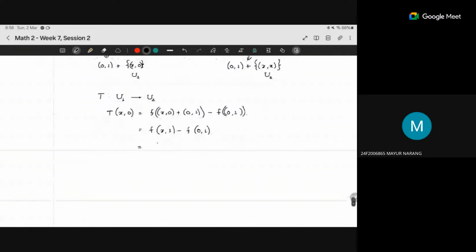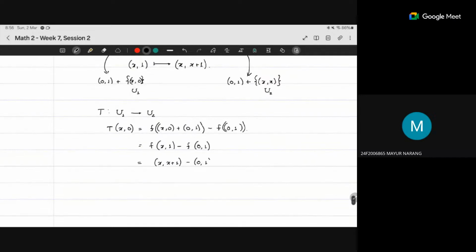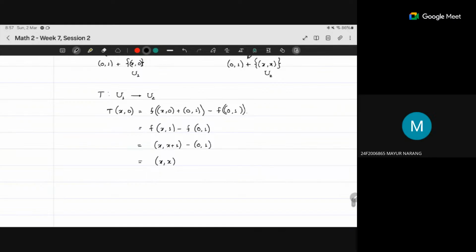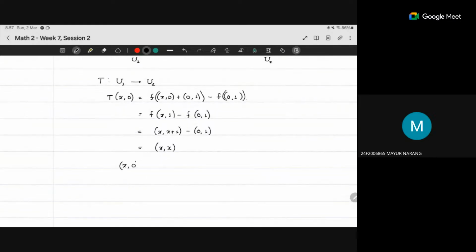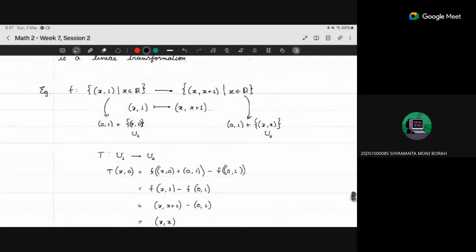What is f of x comma 1? This is just x plus 1. F of 0 comma 1 is just 0 comma 1. So this map from u1 to u2 is x comma 0 goes to x comma x. Is this a linear transformation? Yes. So since this is a linear transformation, the map that we started out with is an affine transformation. So this is how you check.